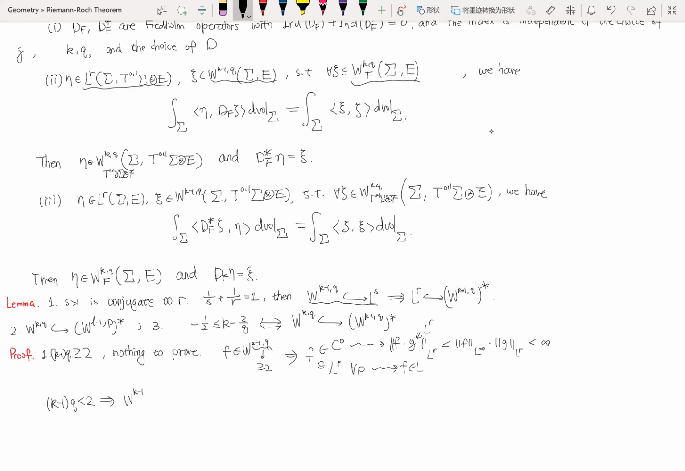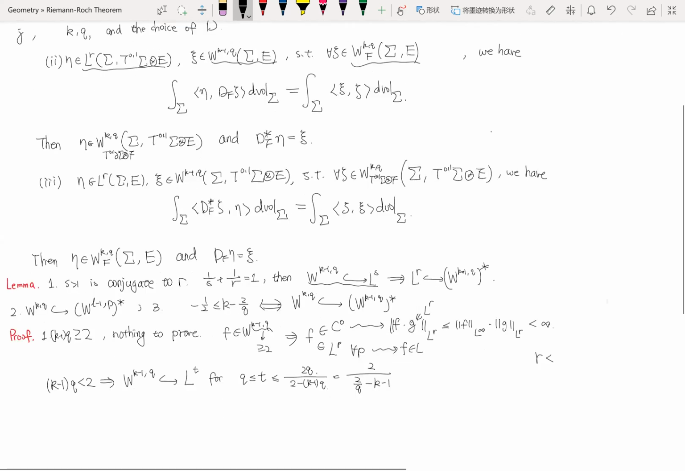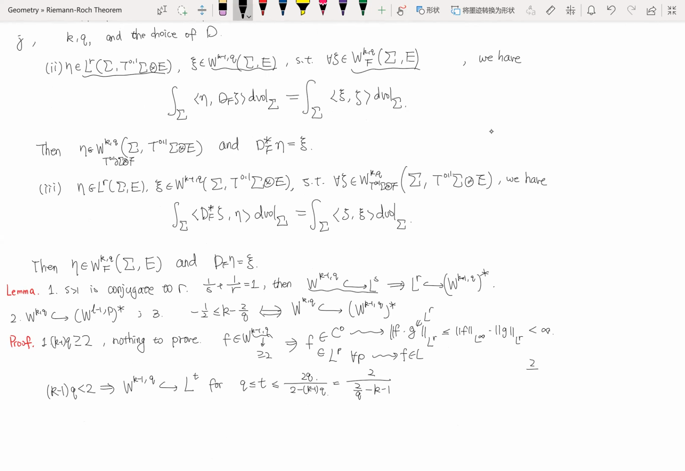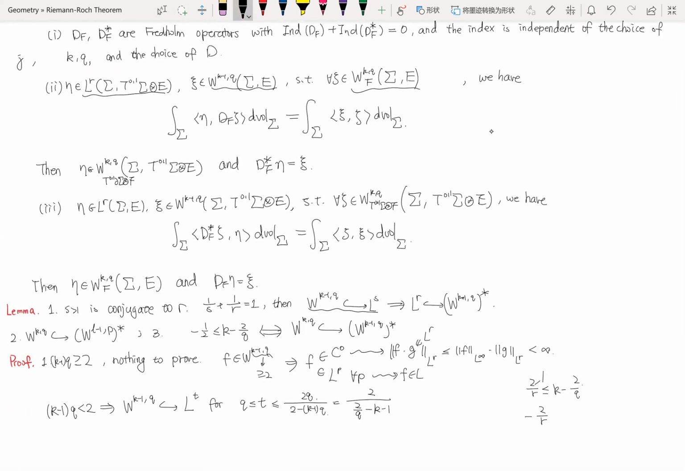So we have the embedding WK minus 1Q is included in LT for any T greater than or equal to Q, and bounded by, so we apply the Sobolev embedding theorem. So this is 2 minus K minus 1 times Q, and here is 2Q. So we know that this is equal to 2 over Q minus K minus 1. And we know that we have the relation R, 2 over R minus 1 is bounded by K minus 2 over Q. So we have 1 minus 2 over R is greater than or equal to 2 over Q minus K.